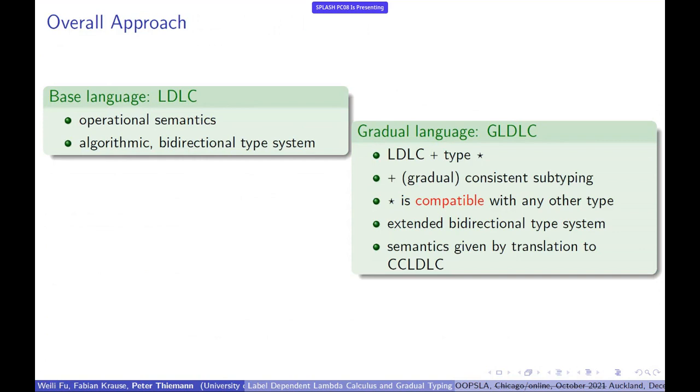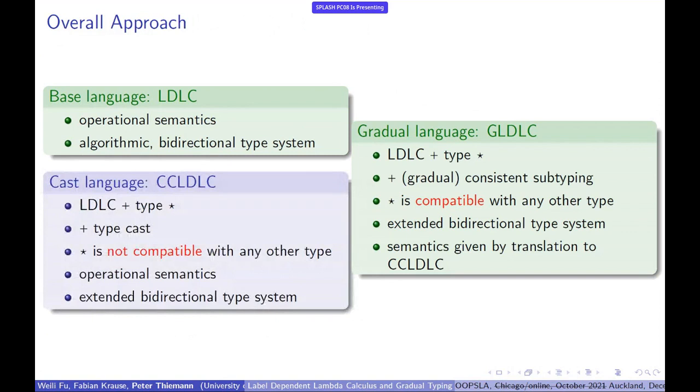And then the technical part is, you have an extended bidirectional type system, but the semantics is actually given by translation. Now that's also a common thing in gradual languages. So you have this here, what I call the gradual language. Some people call it the external language. That's the surface language in which people are actually supposed to write their programs. But this language by itself has no semantics. So the semantics is only given by the translation, and the translation gives rise to the third language.